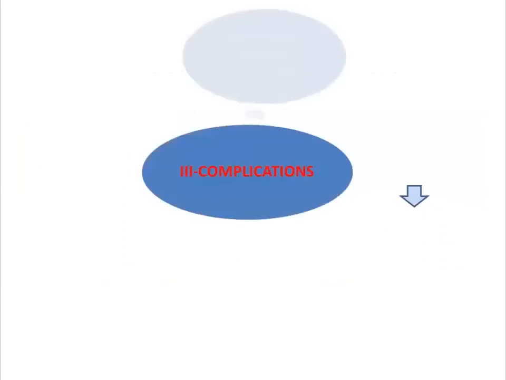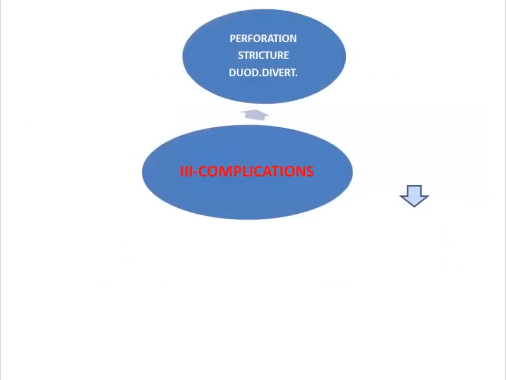Now come to the complications. The first complication is perforation, very rare, about 1 in every 1,000 patients. And usually the perforation occurs between the first and second part of the duodenum. As you all know, when you go by the echo endoscope to the second part of the duodenum, you turn right and up, like the movement for the fundus, right by the right knob and up by the big wheel.